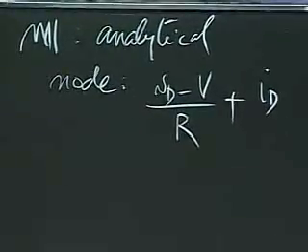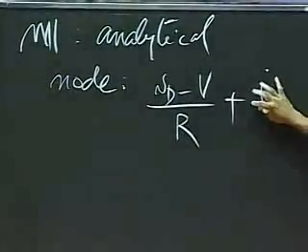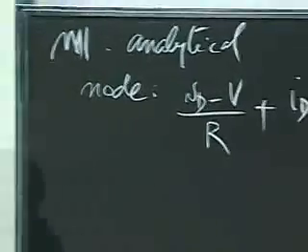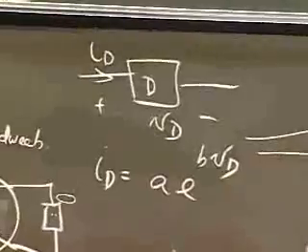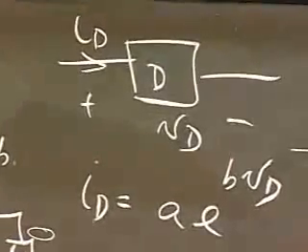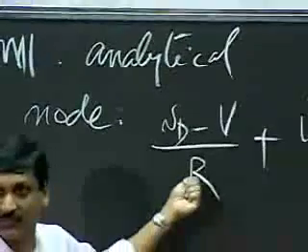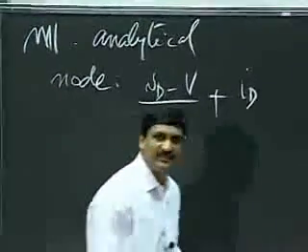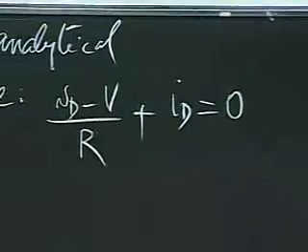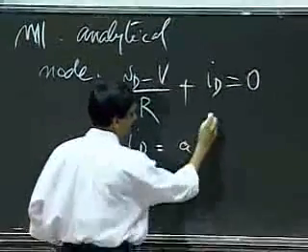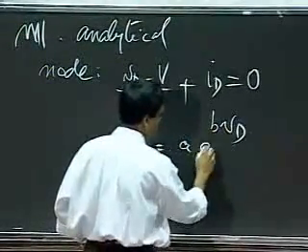Okay, in general, when I apply the node method, I don't write ID here, but I go ahead and write the element relation A e to the BVD here. Then I get an equation in VD, and I just solve for the node voltage. However, just to make a couple of extra points later, let me do that in 2 steps. Write down this, and then write down ID separately as A e to the BVD.